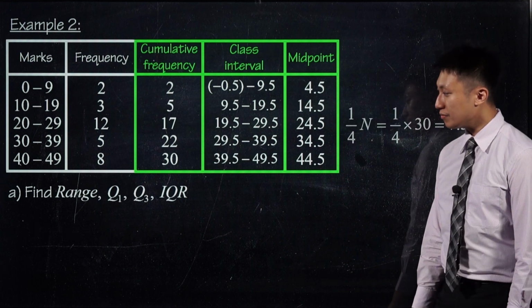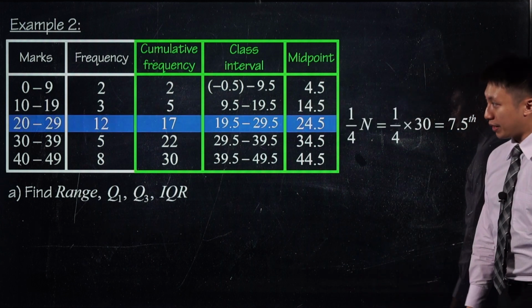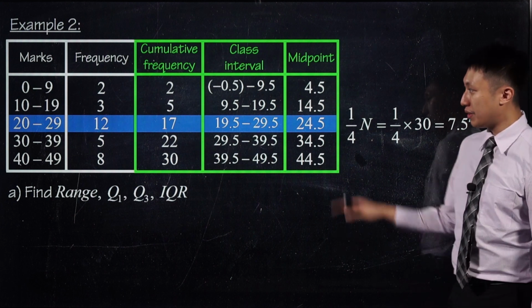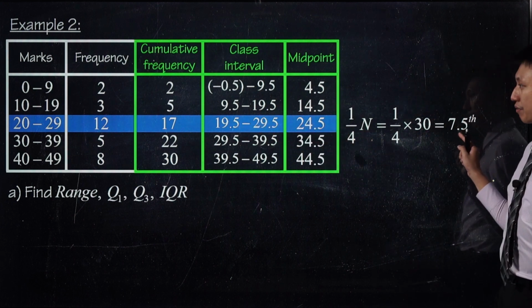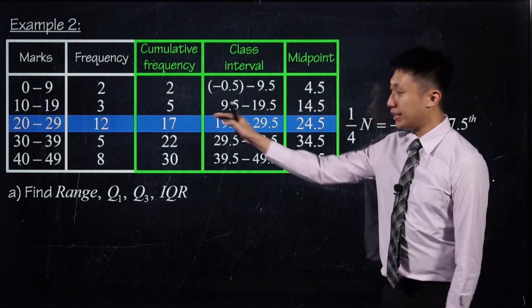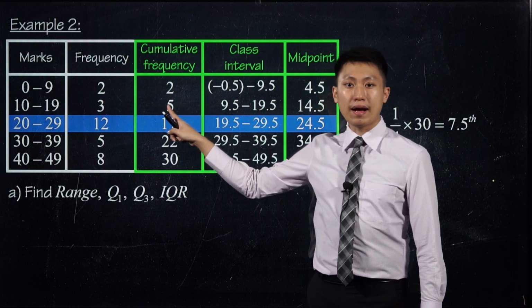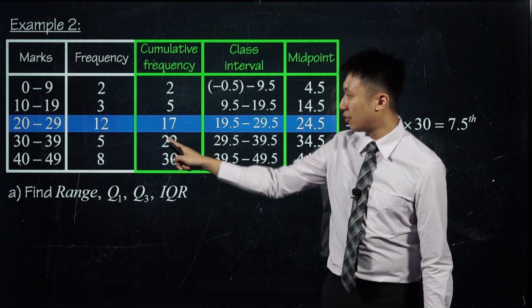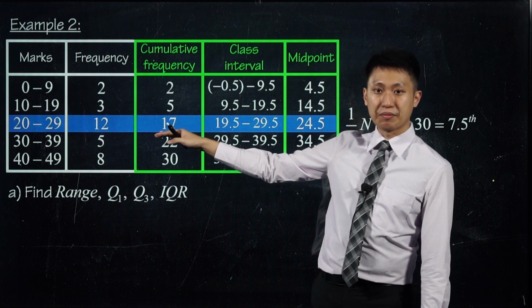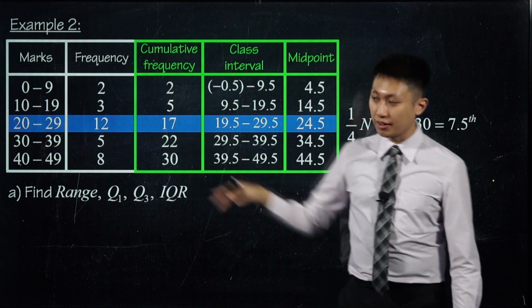Next, I want to find Q1. So I look at this one. This is 7.5. It falls into this class because this one goes only until 5, so the 7.5 should fall here, right? It's bigger than this number but less than that number, so it's here.